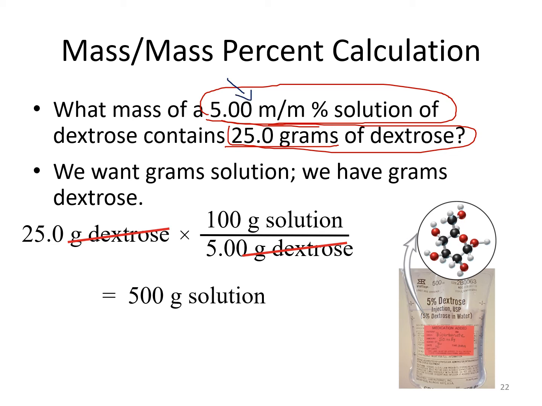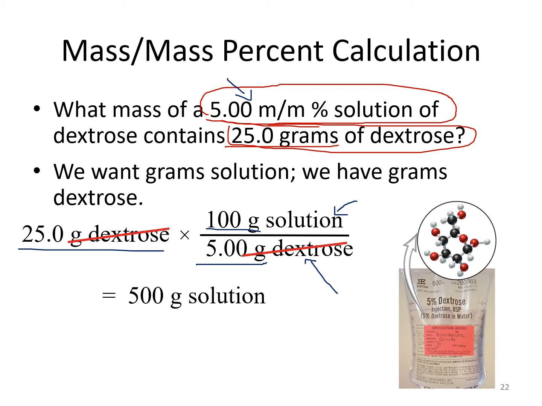So we have 25 grams of dextrose. We write our units, grams of dextrose on the bottom, grams of solution on top. And this 5% means I have 5 grams of dextrose for every 100 grams of solution. So we have our setup. Now we multiply across, and we get our answer.